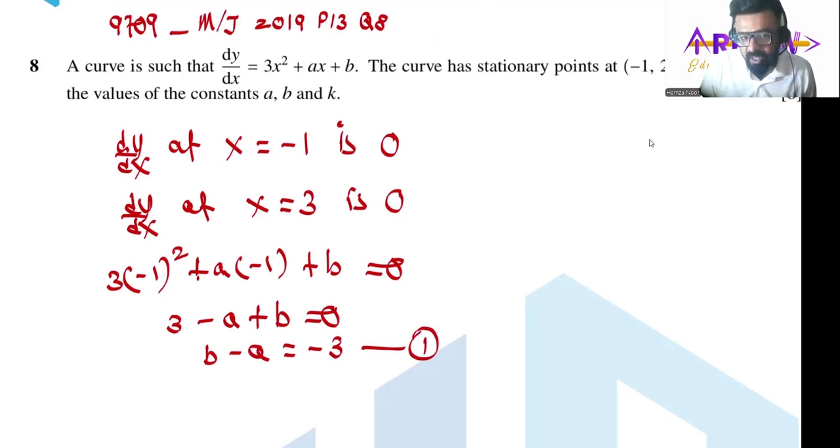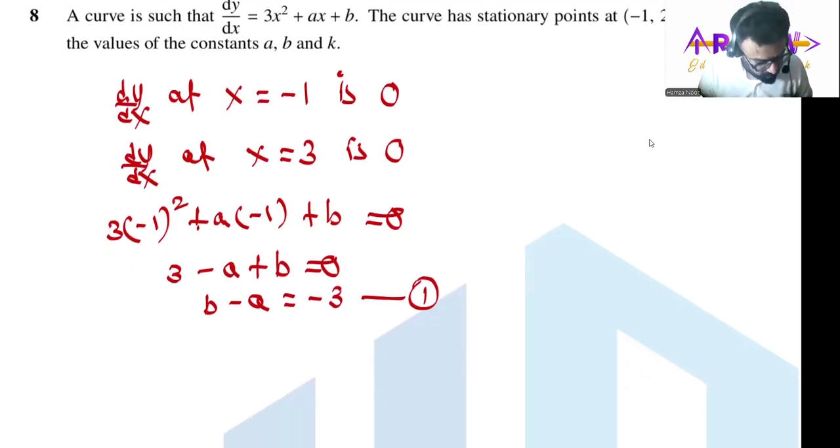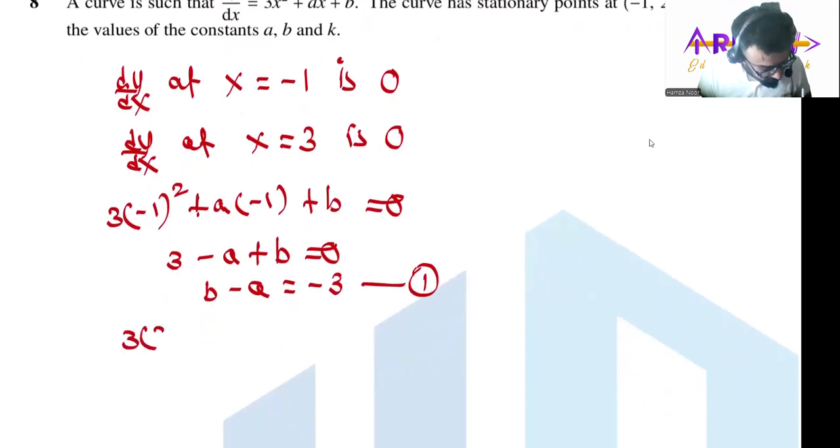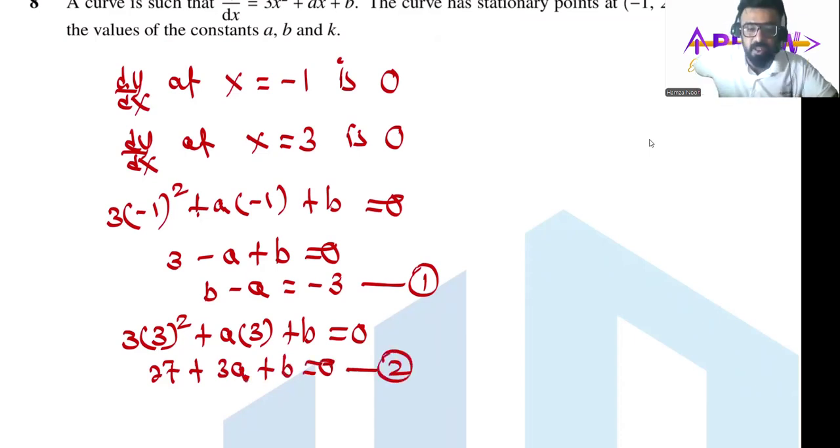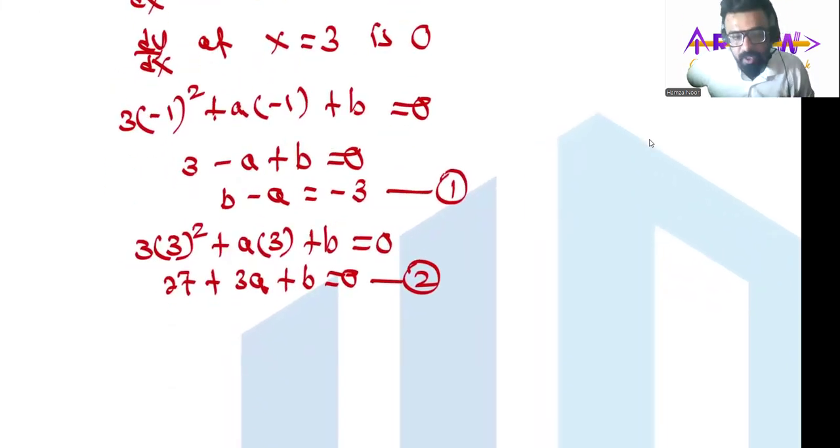And now we can say that when dy over dx at x equals 3, this is also equal to 0. So this essentially means that 3 times 3 squared plus a times 3 plus b, and this whole thing is equal to 0. So 3 times 3 squared is 3 times 9, so 27 plus 3a plus b is equal to 0. So here we have equation number 2, connecting a and b, where a and b are unknown right now.